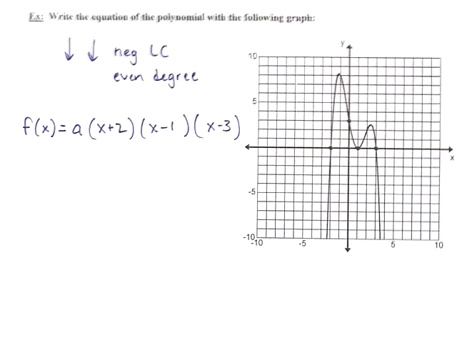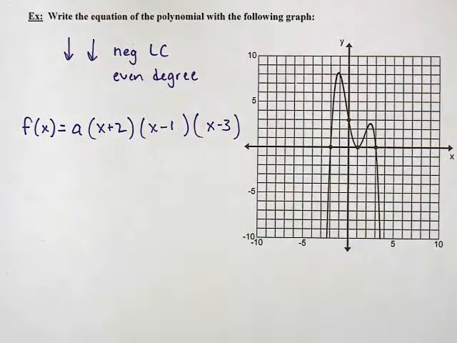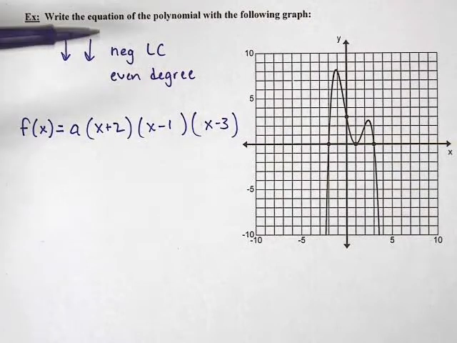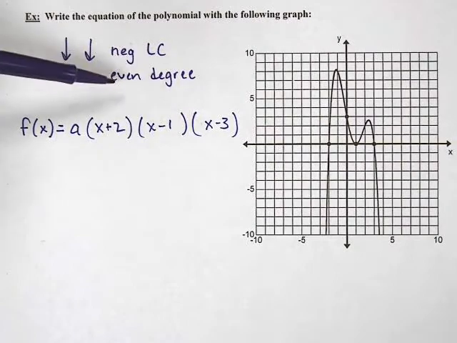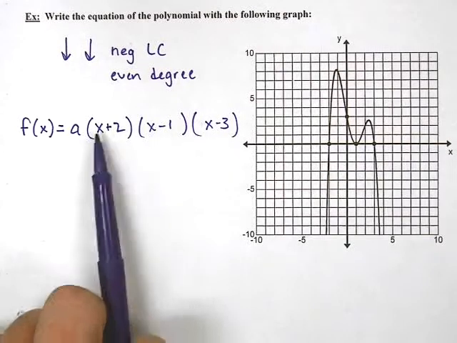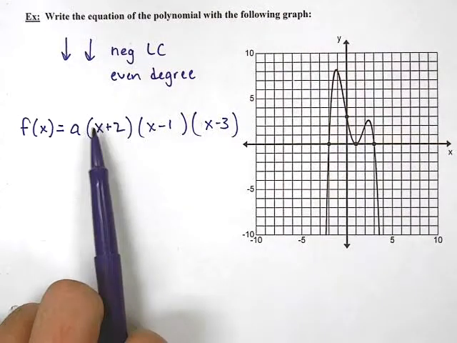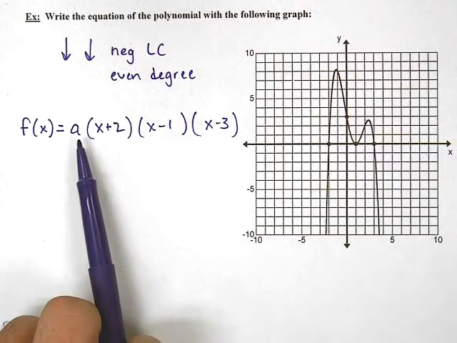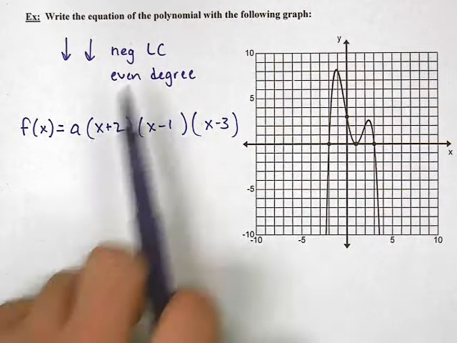All right, now hopefully there's some red flags going off, some warning signs. Didn't we say that there had to be an even degree? If I multiplied this out right now, what would happen? x times x times x. I would only have x cubed. That is not an even degree.